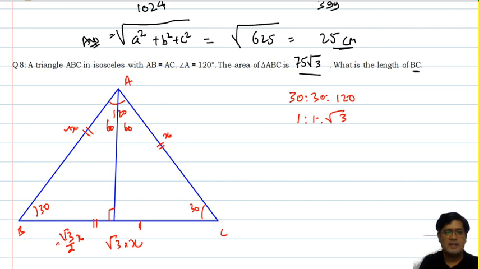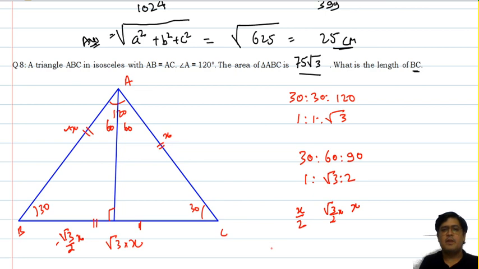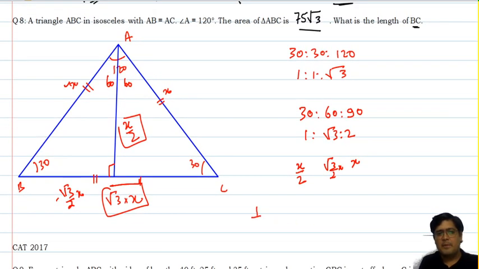Now I can perform squares and subtract, or I can apply another ratio called the 30-60-90 ratio. That is 1 : root 3 : 2. Opposite to 90, I want a length of x. So opposite to 60, it will be root 3 by 2 x, and opposite to 30, it will be x by 2. Opposite to 30 is my height, that is x by 2 in this case. So I have got the height, I have got the base of the triangle, so I can find the area. Area is given by half of base multiplied by height.